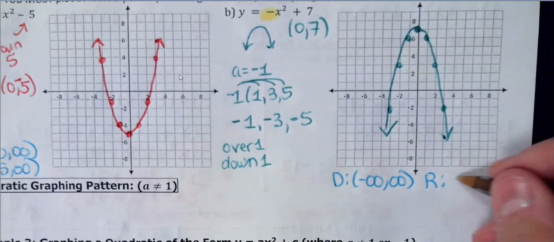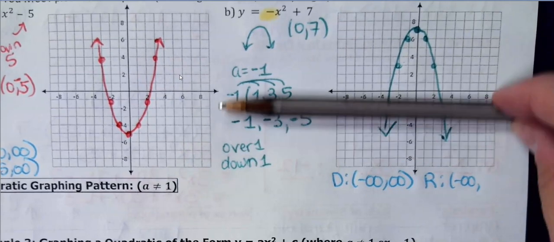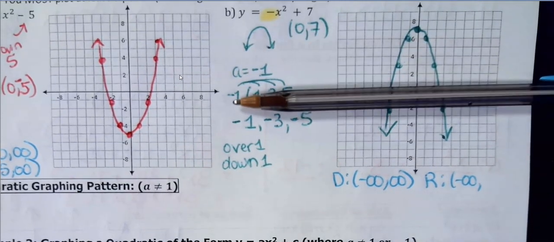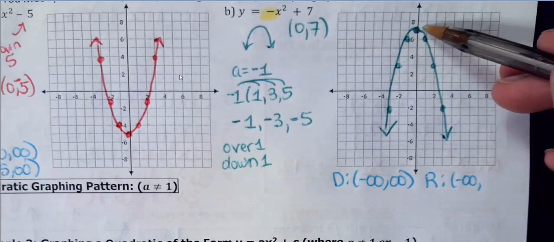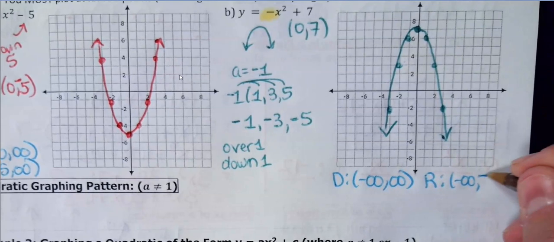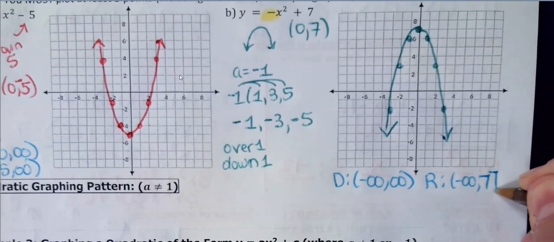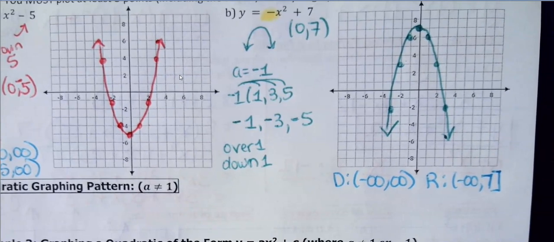Negative infinity. And if I'm tracing this graph, I would always be touching part of it, and the vertex is actually the last point on the graph that you would touch. What would you tell me the range would stop at? 7. And again, it's just the y coordinate of the vertex, and we're just going to use a bracket because we have an actual point there. Is anybody having a question?